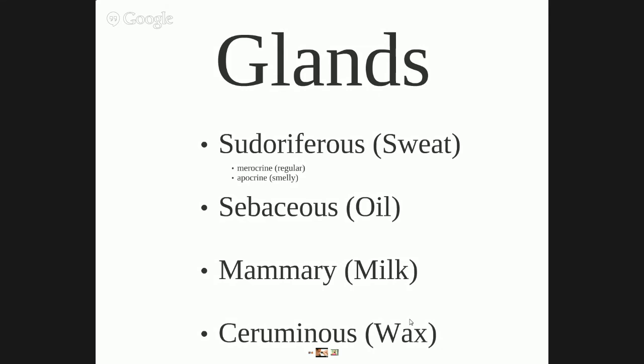I suppose there's a more formal name for what we call sweat, but we always just refer to it as sweat. Oil is also known as sebum, which is sort of the root of the word sebaceous. And milk, of course, we call milk. Wax is also known as cerumen, which is the root of the word ceruminous. But sweat, oil, milk, and wax are the major ways we usually refer to those secretions there. So those are glands.